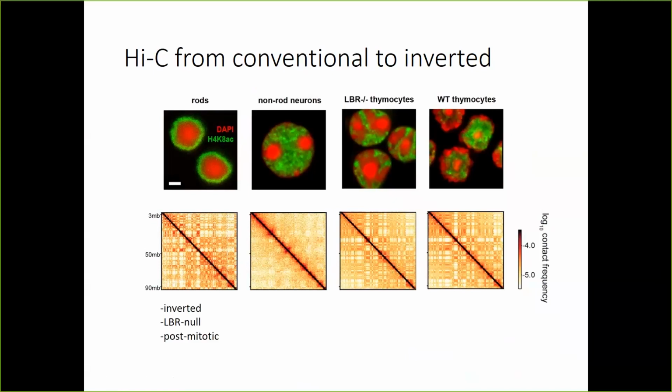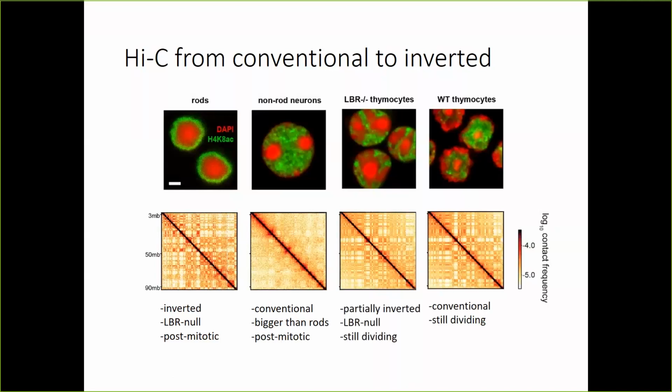So just to sum that up, right. The rods are inverted, they don't have LBR, they are postmitotic. Now, non-rod neurons are conventionally organized, but they are bigger than rods. So this potentially might have something to do with size, but there are many physiological differences between rods and non-rod neurons, so we can't say anything. It's not a particularly good control. The thymocytes are about the same size and maybe a little more physiologically similar to the rods, but they are dividing, so that is one difference.